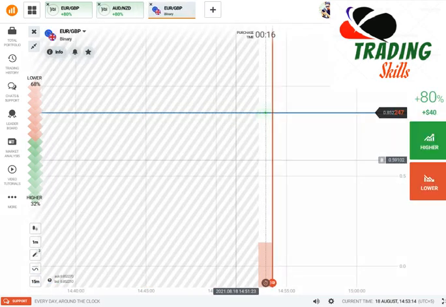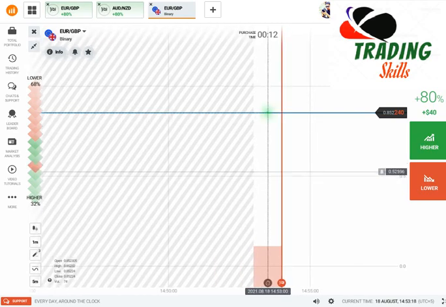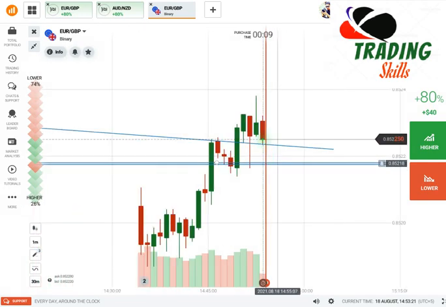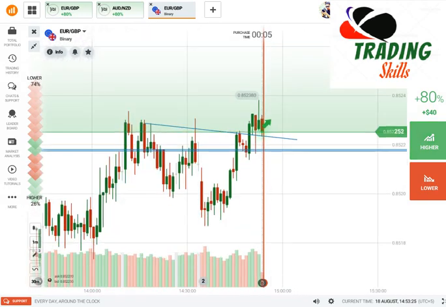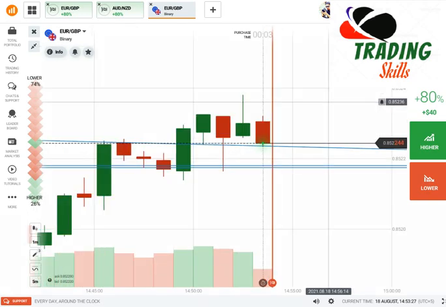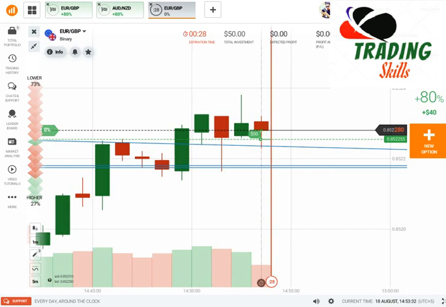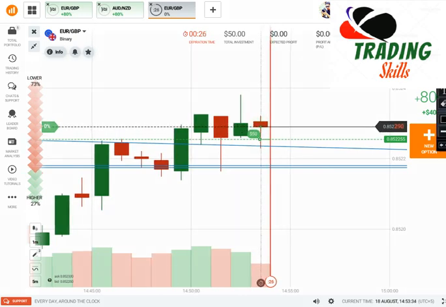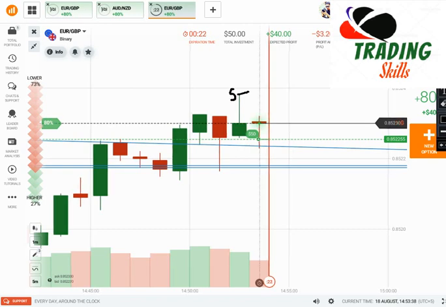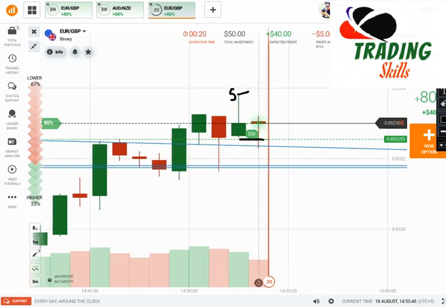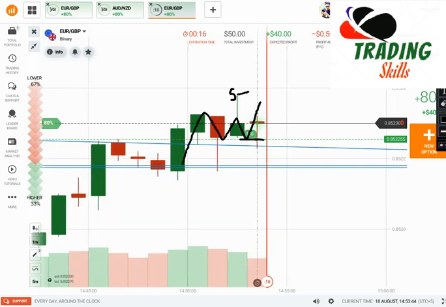Now in Euro GBP I need to analyze the market easily. Right now if you analyze the market here, I can again go here with the buyers. I have taken a trade here in an up direction. Why? Because you can see here this is the seller's entry point. I took my trade with the margin of safety here, and you can see the market is moving like this.